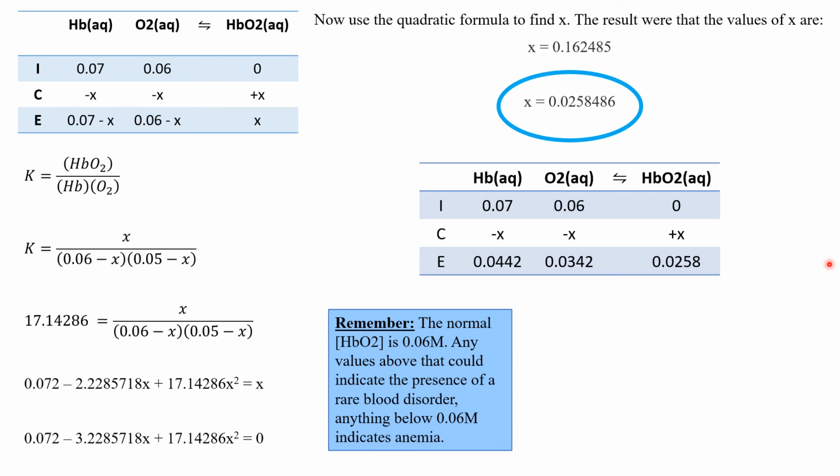Pause the video and determine your diagnosis for this patient. Because this 0.0258 is below the normal level for hemoglobin, you determine that your patient has anemia.